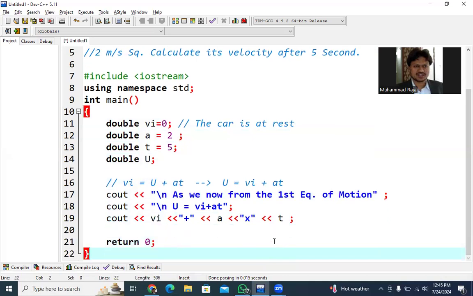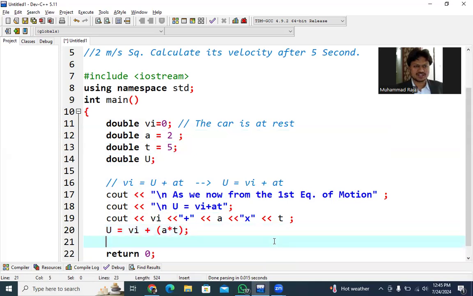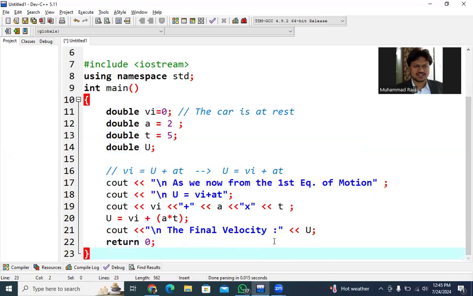As we know, the calculation will be V is equal to Vi plus A multiplied by T, and we must use the parentheses. Without parentheses, the answer will also be correct here, but make it a habit, so you will be a good programmer when you're dealing with very complicated expressions. Then cout the final velocity. As we are saying all the time, C++ can solve all your mathematical physics numericals as well as all your business problems.